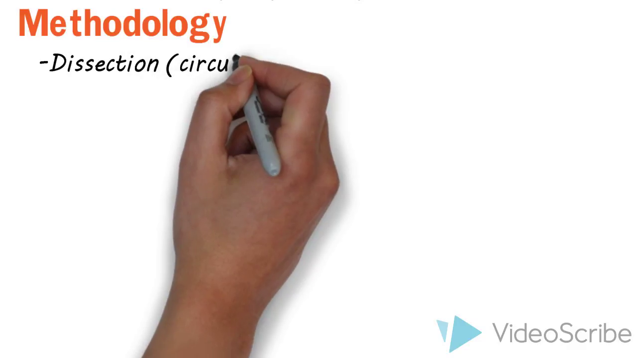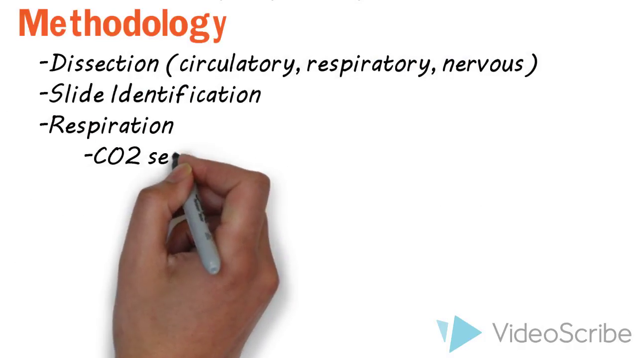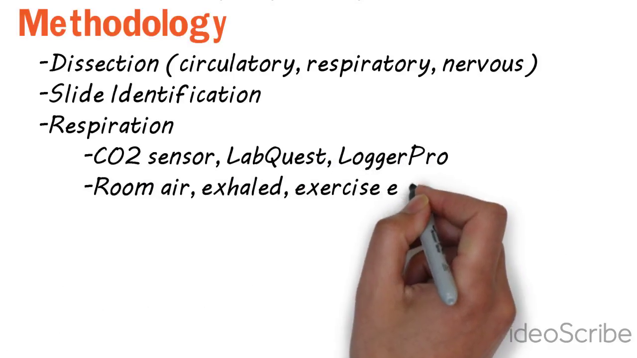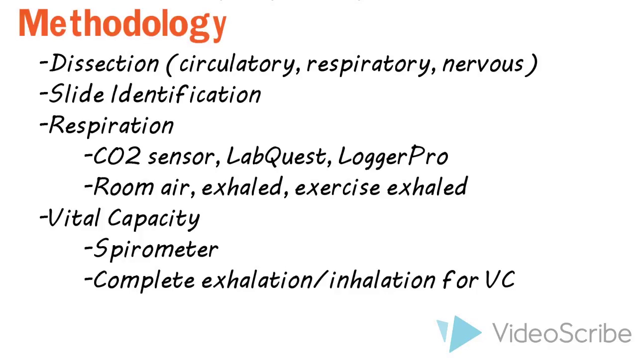Methodology. There are four main parts to this experiment: dissection, slide identification, respiration, and vital capacity. In dissection, we followed the manual dissection procedures and were able to observe the differences in fetal blood path, lungs, trachea, brain, and spinal cord in a fetal pig. We also identified the length of the digestive tract by removing small and large intestines, unraveling, and measuring length. In slide identification, we examined human nerve, brain, and lung slides.